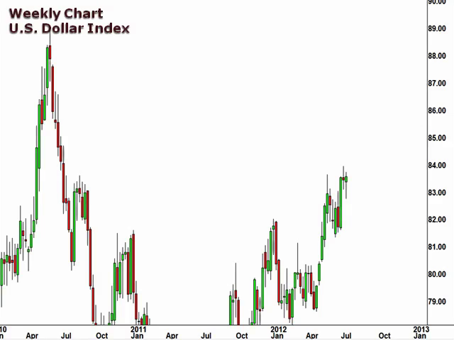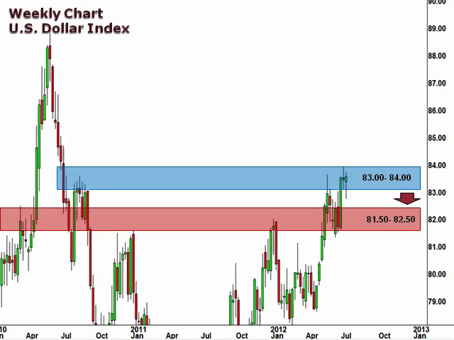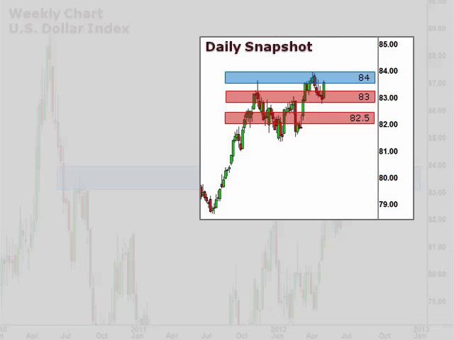Let's start off with a look at a weekly chart of the US dollar index. This is a great way to gain perspective as to how the US dollar has been doing against a basket of currencies. As we can see here, the dollar index has spent the last 2 weeks within the 83-84 resistance level, indicating some indecisiveness. A break above 84 opens the window for a continuation of the uptrend. A break and subsequent close below 83 suggests a likelihood of a retest of support at the 81.5-82.5 focal zone.